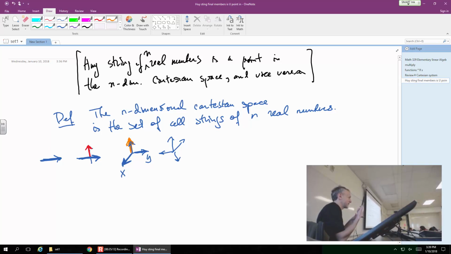Which way? Would it be going up as well? Well, then they're not perpendicular to z. It's parallel to z.